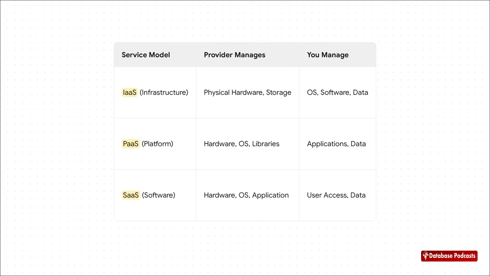So, at the base level, you've got Infrastructure as a Service, or IaaS. In this model, the provider gives you the raw virtual building blocks: servers, storage, networking. You're still in charge of installing and managing the operating system and all your software.